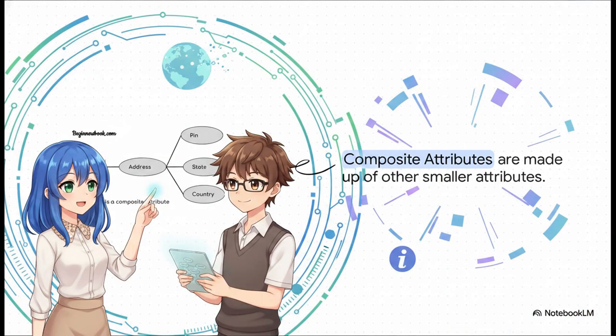But hey, data isn't always simple, is it? Sometimes a trait is pretty complex. Take an address, for example. It becomes what we call a composite attribute. See how it branches out from one oval into smaller, distinct sub-attributes, like PIN, state, and country? It's just a perfect way to keep all that granular data flawlessly organized.